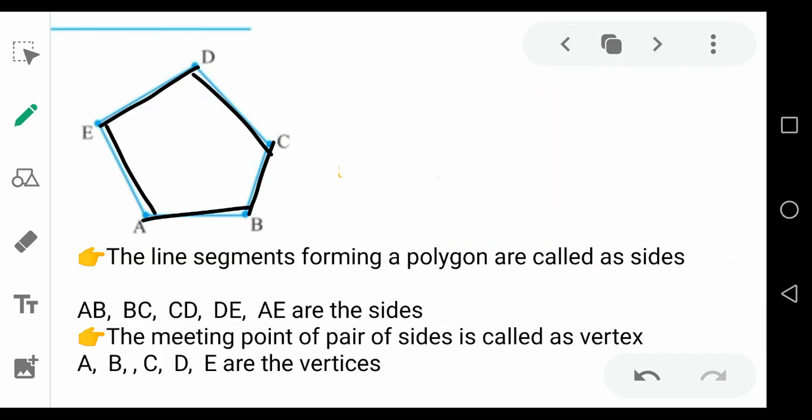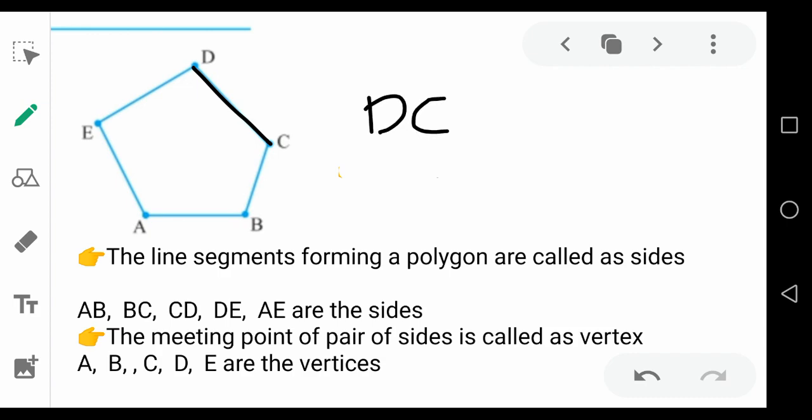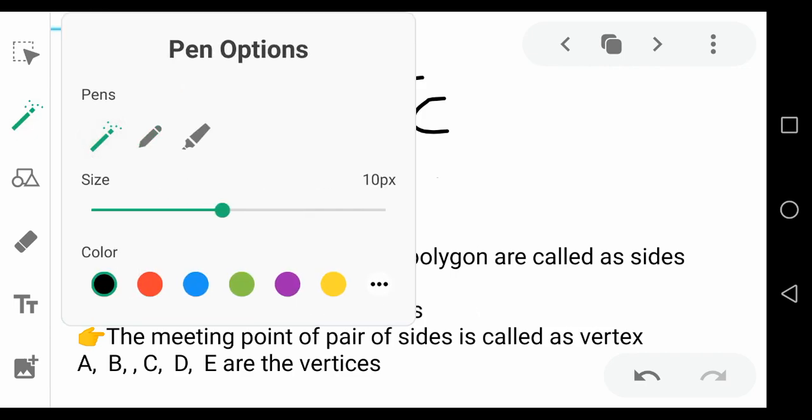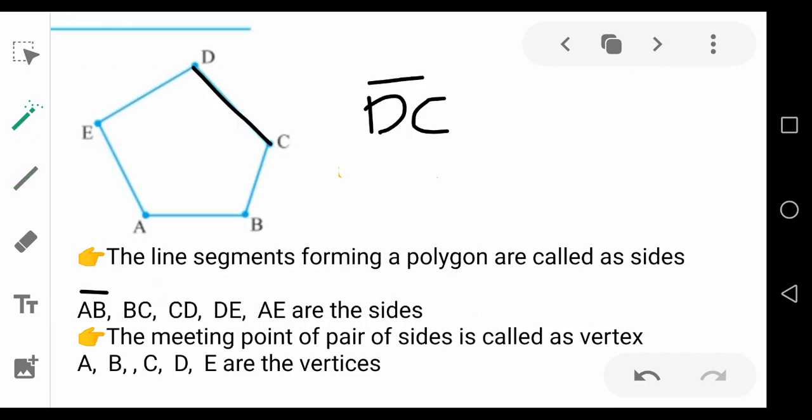So it is called a polygon. Okay. Now, line segments forming a polygon are called sides. So which are the line segments here? You can see this is a line segment. How will you write the line segment? Line segment DC. Okay. So you have to put like this, above all these you have to put a straight line. Then it will be a line segment, right? Okay. So line segment DC.